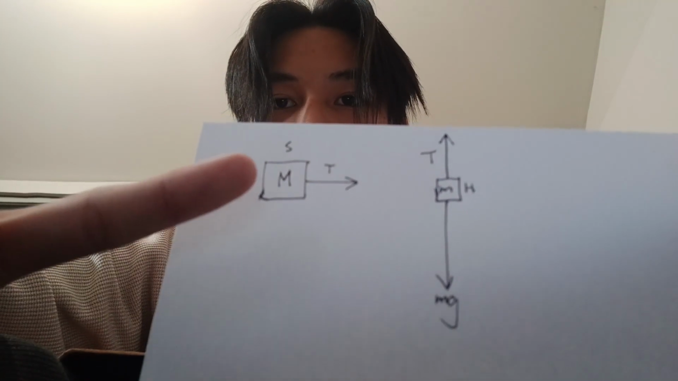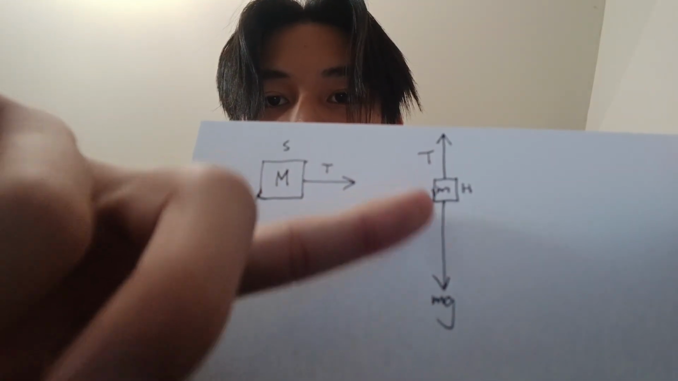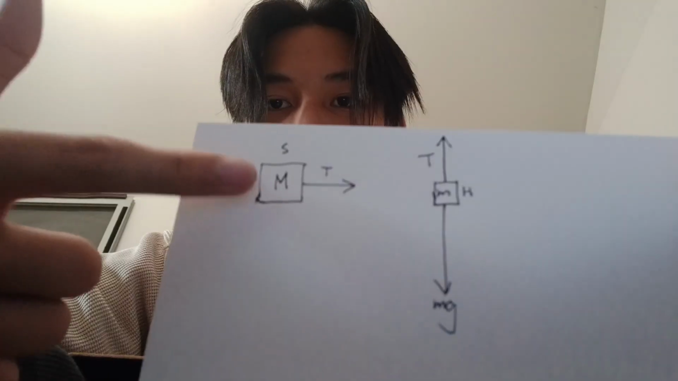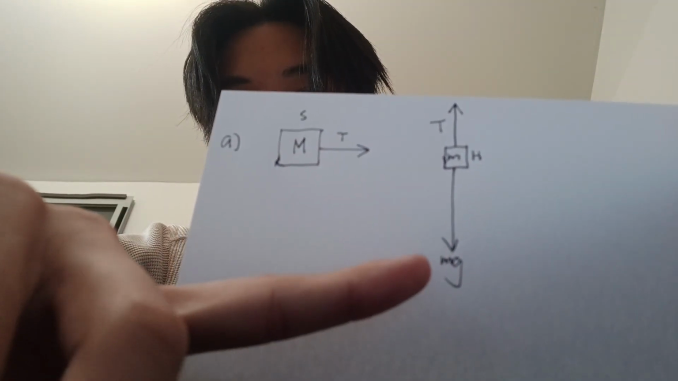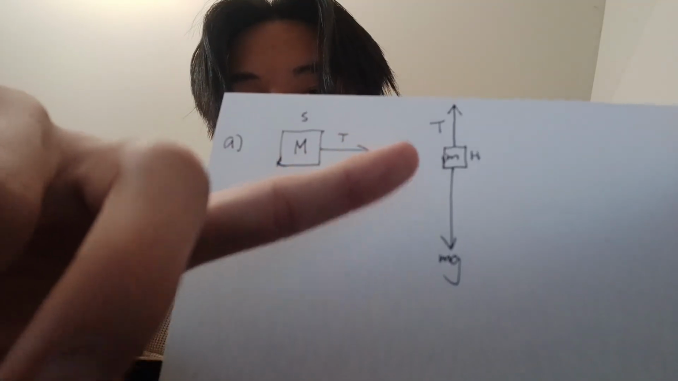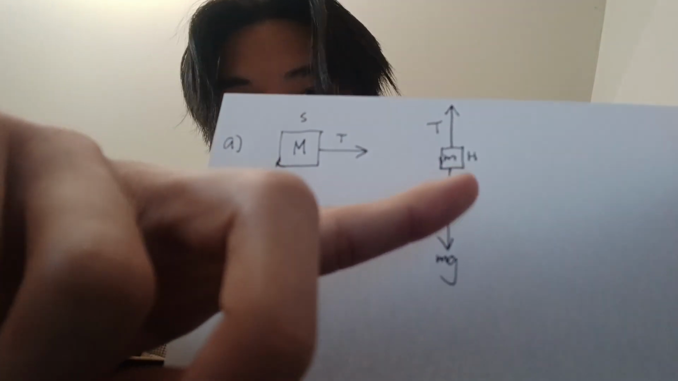And the only way the system can move is this one goes this way, this one goes down, because there's no force here. And so if this goes down, that means that the force of gravity acting on it has to be greater than the tension in the string, which is why I drew it that way. And it's called block H because it's hanging.